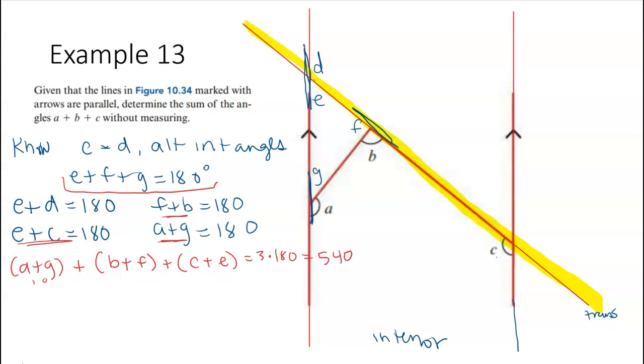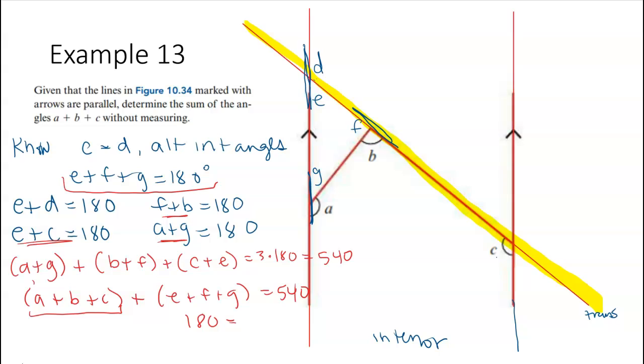And let's just rearrange this stuff. Let's get our A plus B plus C plus E plus F plus G is equal to 540. Now all I've done is rearrange the addition. We don't know what A plus B plus C is, but we do know that E, F, and G are 180. So A plus B plus C plus 180, well now we can subtract 180 from both sides. A plus B plus C is equal to 360. So that was a pretty challenging example, but we used a bunch of different stuff.